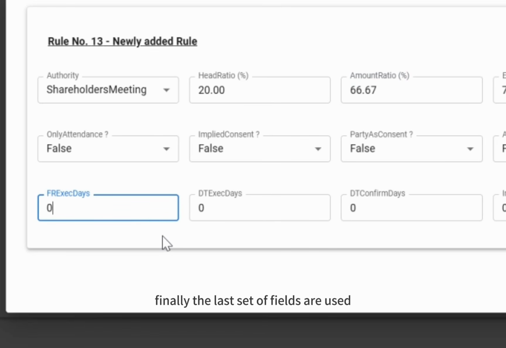Finally, the last set of fields are used to control the timeline of the voting process. First is the OFR exercise period in days. This period starts from the proposed date. For example, if you enter 7 days, that means starting from the proposed date, right holders have 7 days to exercise their preemptive rights or rights of first refusal. After 7 days, the opportunity is gone.